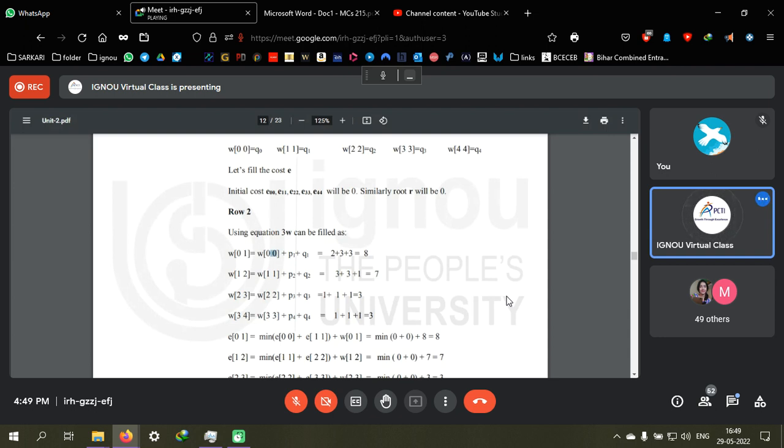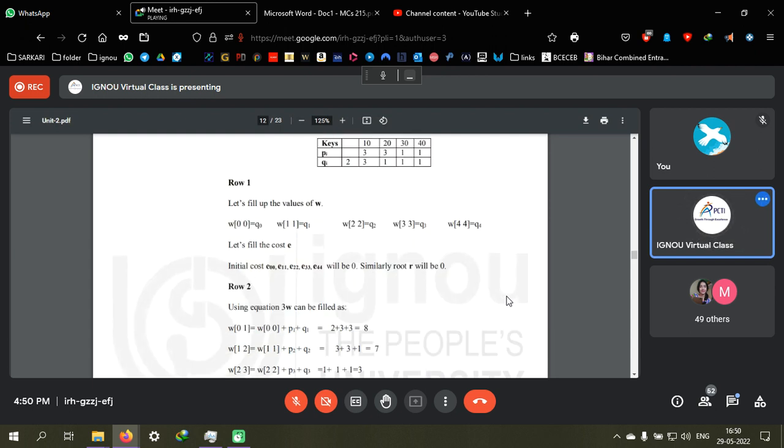For W12, i is 1 and j is 2, so j minus 1 is 1. This is p2 and q2. So on with W34. Now we have to calculate the values. So what is the value of W00? W00 value is equal to Q0. So Q0 value is 2 here.